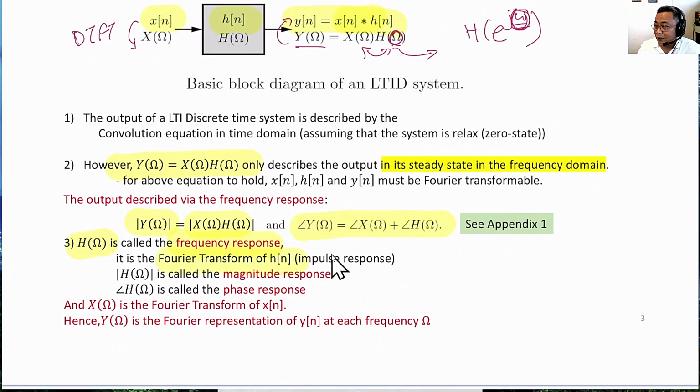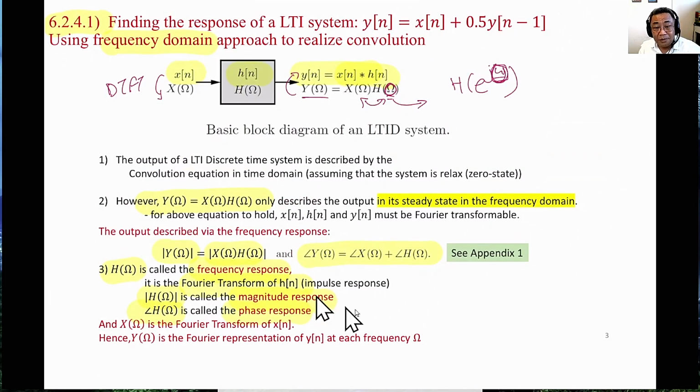That's the most direct form, but later on you will realize that we can use the Z transform to get H of z followed by H of omega later on. This has also a name. It's called magnitude response, and this angle of H of omega is called the phase response. Please remember these names carefully, and then we'll use this often in the next few slides.